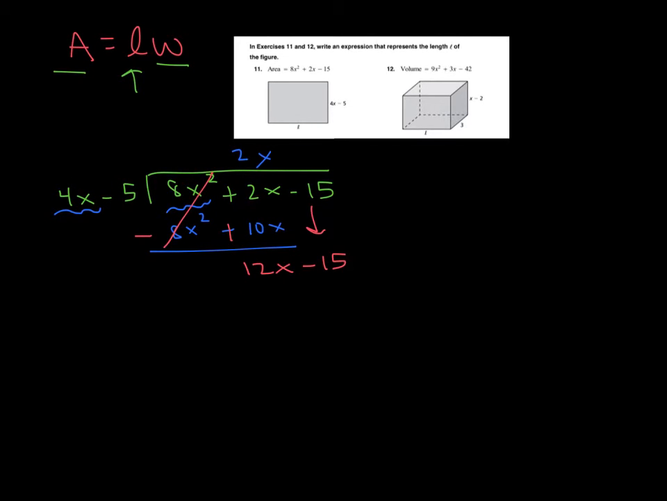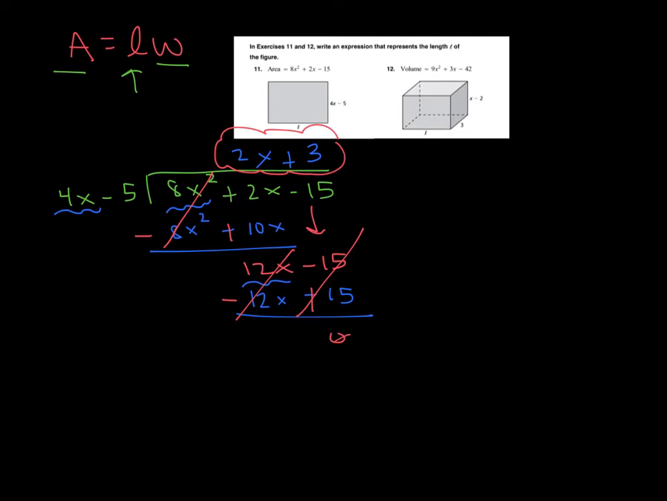And the answer is yes. It goes in 3 times. So now I multiply 3 times negative 5, which is going to give me negative 15, and 3 times 4x is 12x. My last step is to distribute a negative, and I notice that 12x minus 12x cancels, and negative 15 and 15 cancel, which tells me that the length must be 2x plus 3. Okay? All right, now let's go ahead and look at number 12.